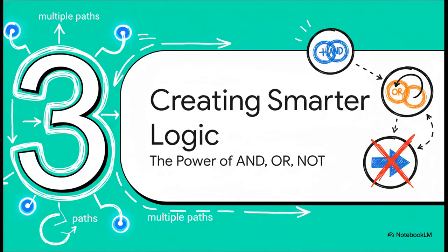All right, so we can handle multiple paths. But what if we want to ask more detailed, more specific questions? This is where we start creating smarter logic, using the power of three little words: and, or, and not.